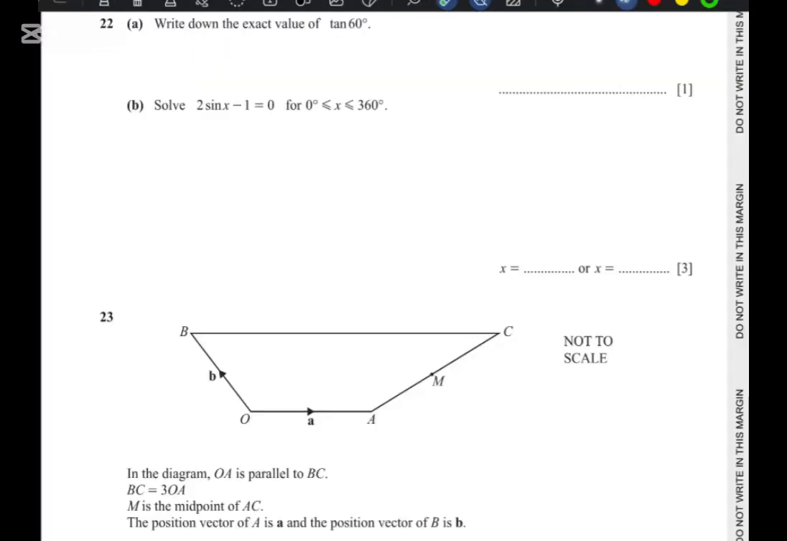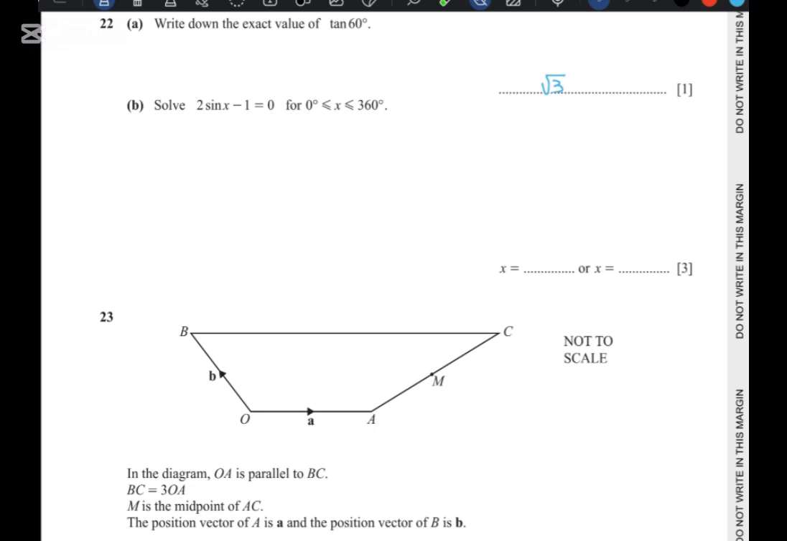Question 22. Write down the exact value of tan 60. So students, this is a non-calculator paper. You have to remember the values of tan, cos and sine for all the general angles, 30, 45, 60, 90 and 0. So tan 60 is root 3. Write down root 3.